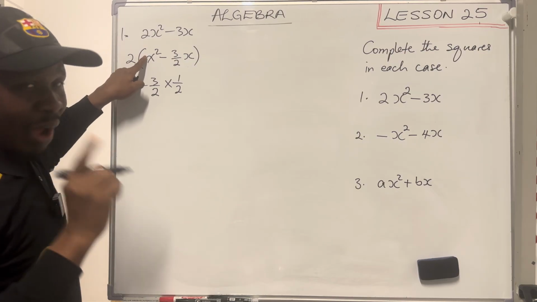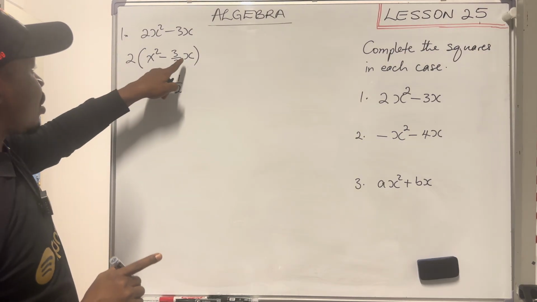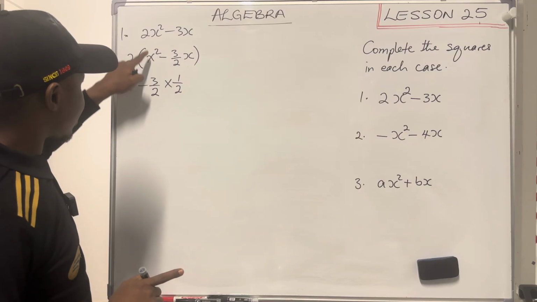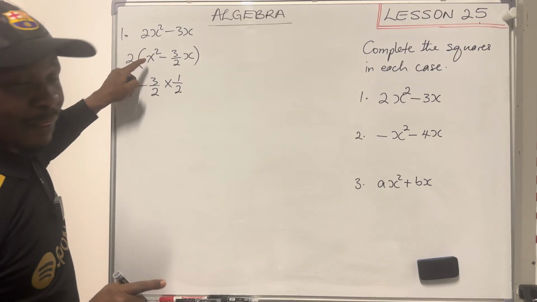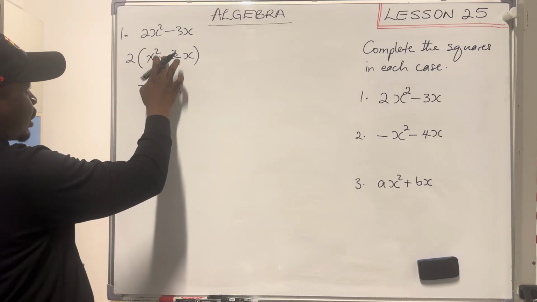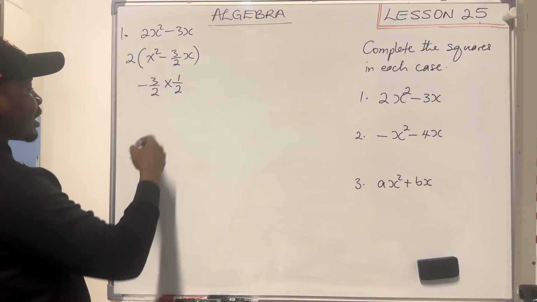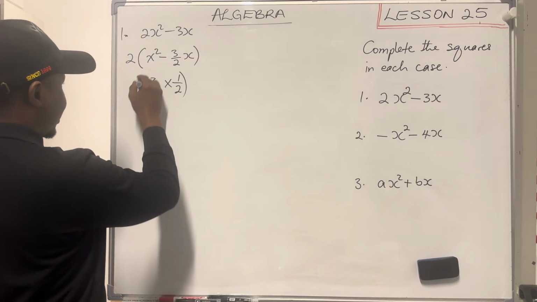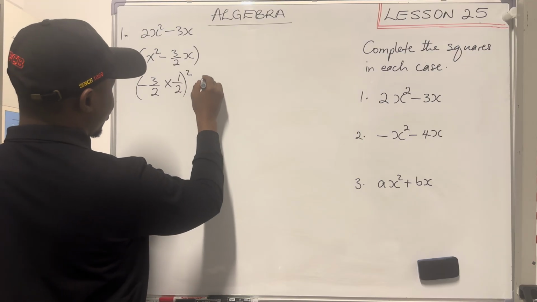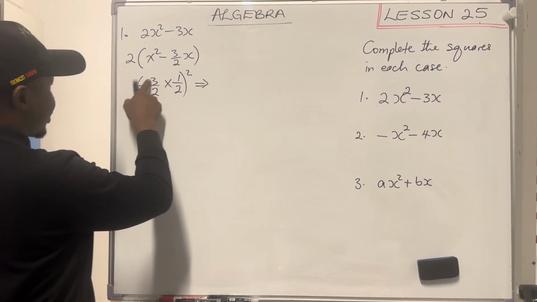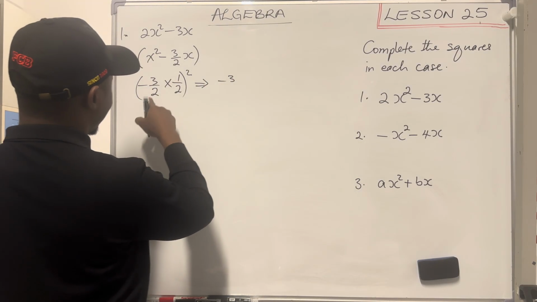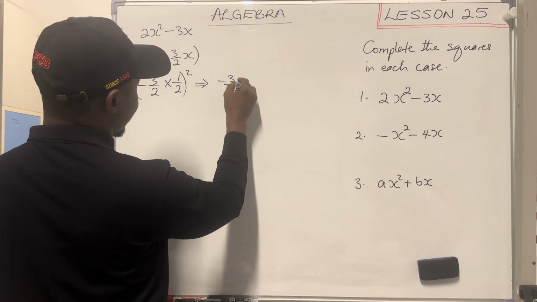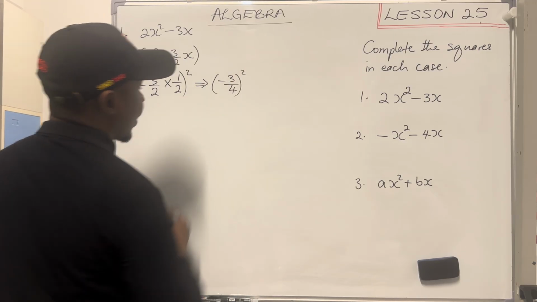Having made the coefficient of x squared 1, the coefficient of x, which is this one, you always multiply it by half, always, all the time. Then you always square it. So what would that give us? Minus 3 times 1 is minus 3, 2 times 2 is 4. You square it.